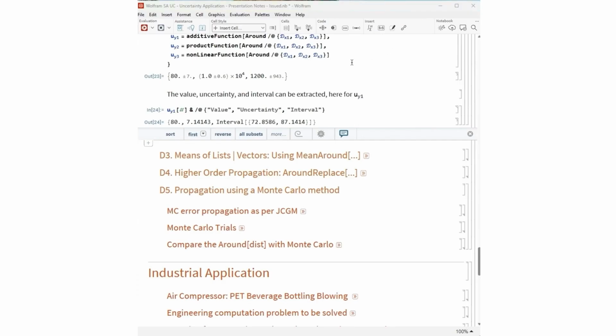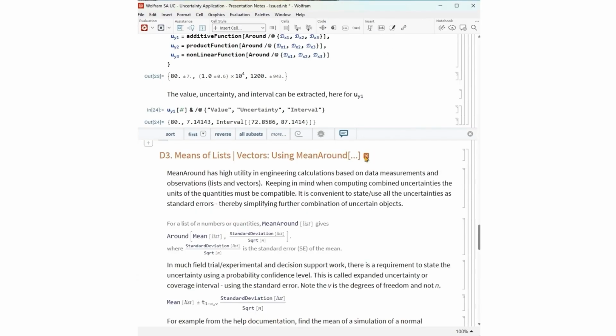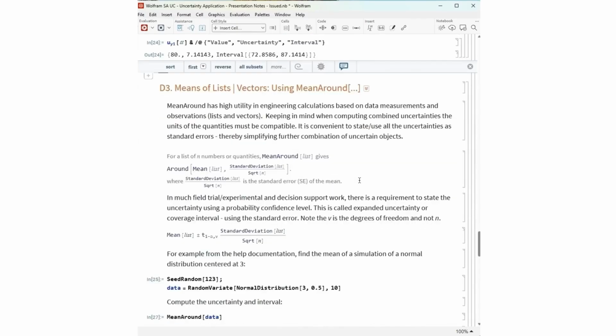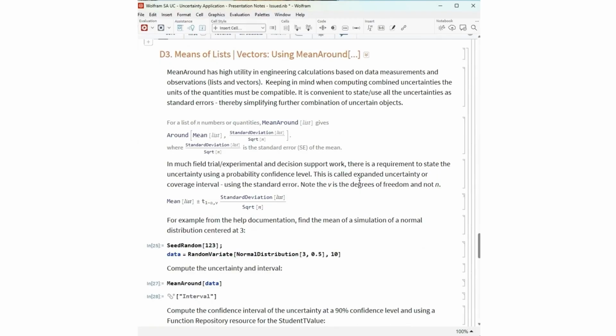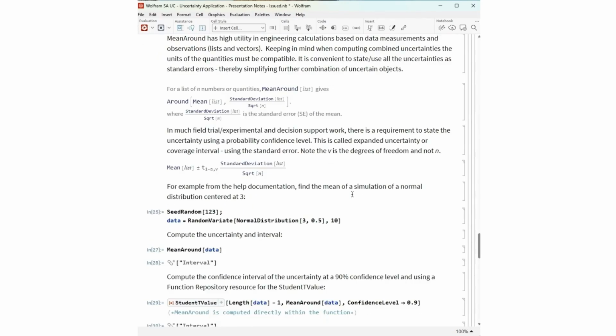You can also get means of lists with uncertainty. For example, the function MeanAround. The MeanAround function is specific in that it works on the standard deviation divided by the square root of n of the list, where the standard deviation divided by the square root of n is known as the standard error of the mean. This is handy when you use expanded intervals on uncertainty by multiplying by the standard error, or multiplying standard error by the studentized t-value.